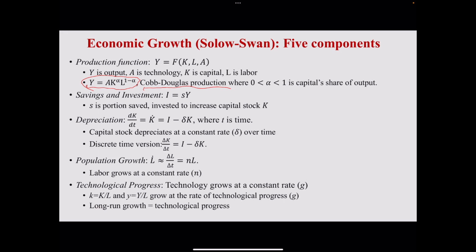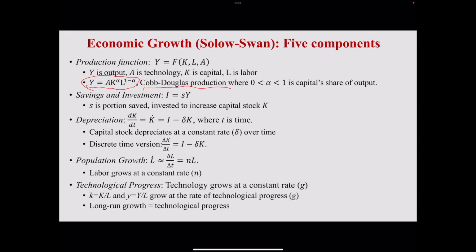stock. Depreciation is the first derivative of the capital stock with respect to T, which we denote K with a dot above it, and it's equal to investment today minus the depreciation rate on capital. The capital stock depreciates at a constant rate, delta, over time. The discrete time version of this is delta K over delta T equals I minus delta K.